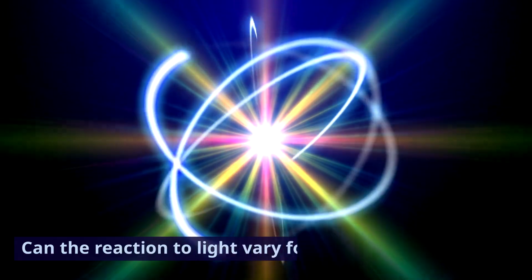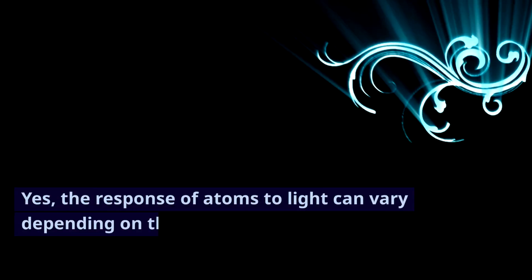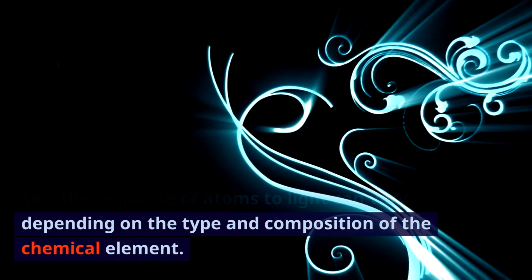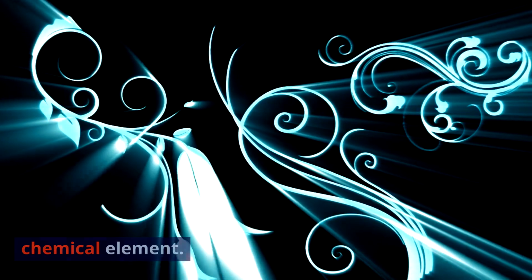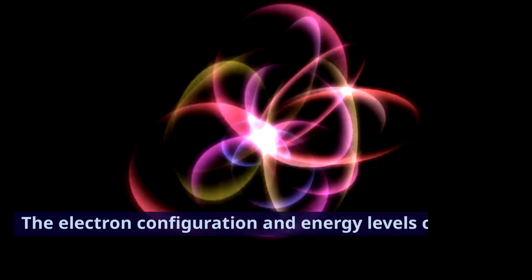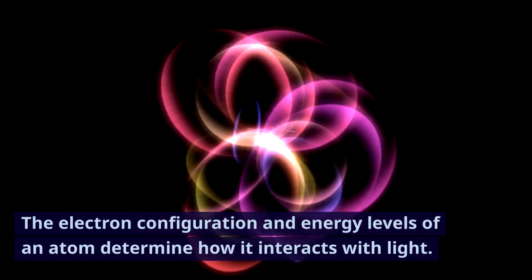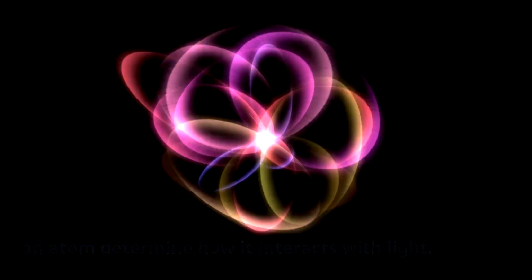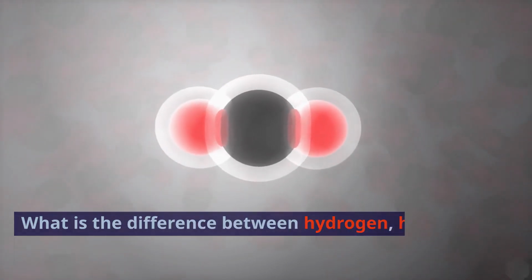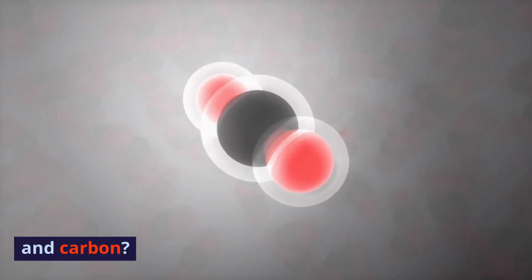Can the reaction to light vary for each atom? Yes, the response of atoms to light can vary depending on the type and composition of the chemical element. The electron configuration and energy levels of an atom determine how it interacts with light. What is the difference between hydrogen, helium, and carbon?